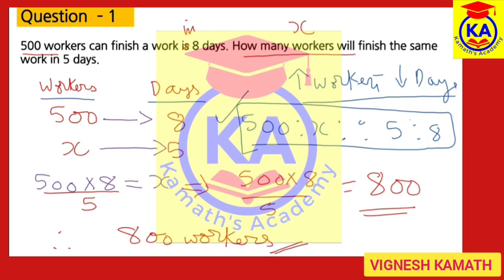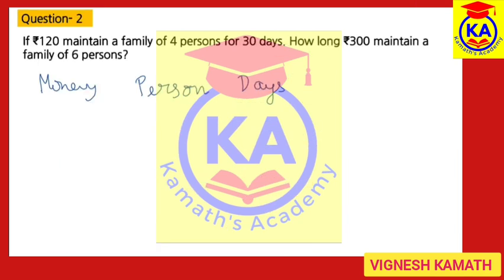In the previous problem there was a comparison of 2. Now here there's a comparison of 3. Don't worry, it's very easy, I'll help you. So rupees 120 maintain a family of 4 persons for 30 days. How long will rupees 300 maintain a family of 6 persons? For how long means how many days. Let's consider days as x.